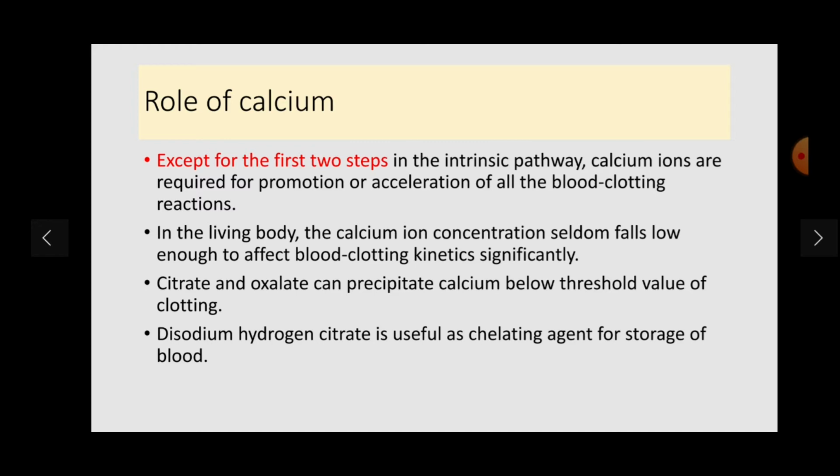Now citrate and oxalate can precipitate calcium below the threshold value for coagulation, so they are useful for the collection of blood for laboratory investigation.